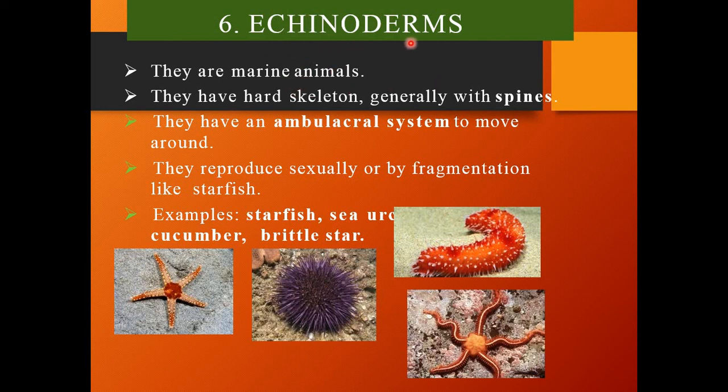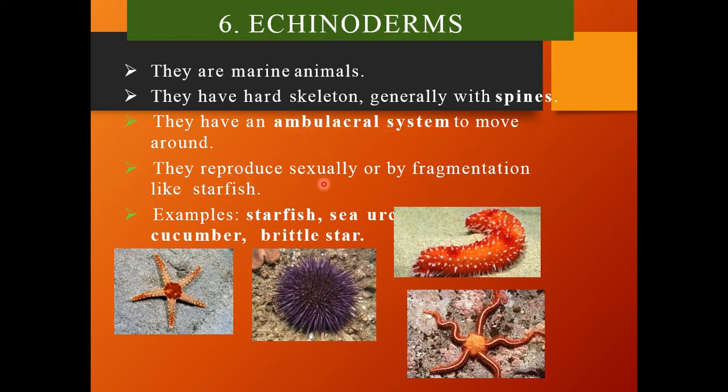Echinoderms, they are marine animals. Marine, which means they live in water. They have a hard skeleton, generally with spines. Spine means you have very sharp things, called a spine. They have an ambulacral system to move around. This is the system that helps them to move around.